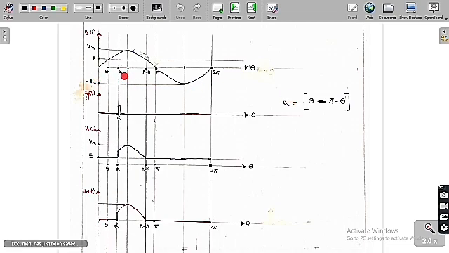Now let me assume that at an angle of alpha in this range I am going to trigger the thyristor. So I have given a gate pulse at an angle of alpha, which lies between theta and pi minus theta. But from 0 to theta, we can say that the source voltage is lesser than the E value. Therefore this thyristor will be in reverse bias.